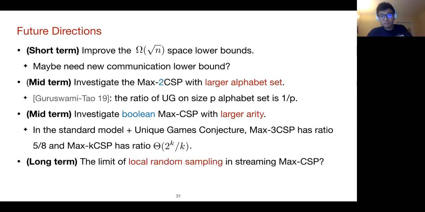And in the long run, it's also interesting to explain why local random sampling is optimal in the streaming setting. Can we have a unifying and beautiful theory for the streaming model in terms of approximating CSP?